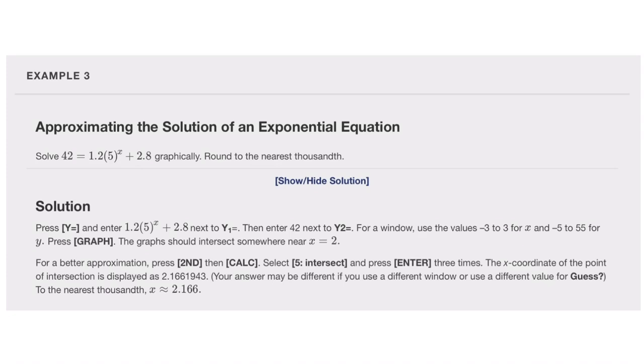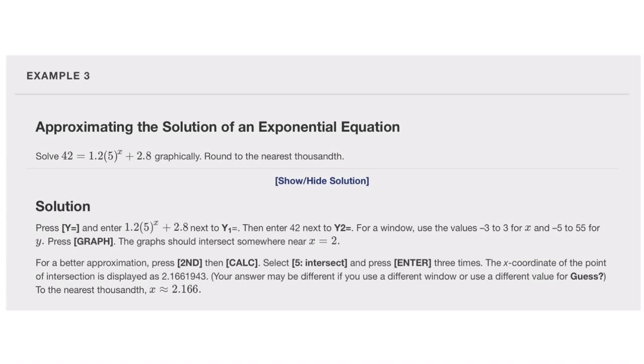2.166. We enter the first one, then 42 into the next. It says use the values of negative 3 to 3 for x and 5 to 55 for y, and hit graph. And the graph should intersect somewhere near when x is 2. For a better approximation, press second calculate and then select intersect. Yeah, so that's exactly what we did.